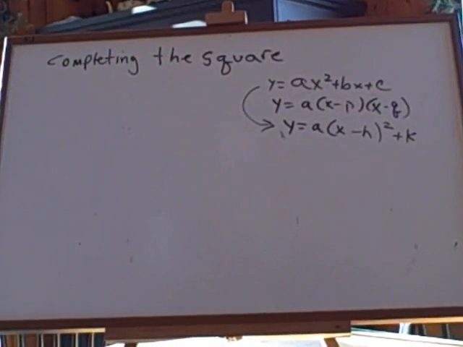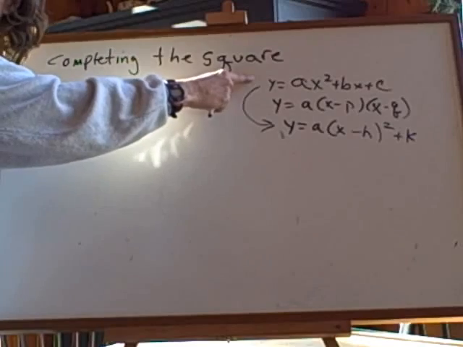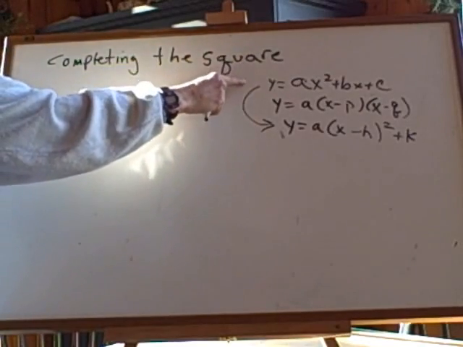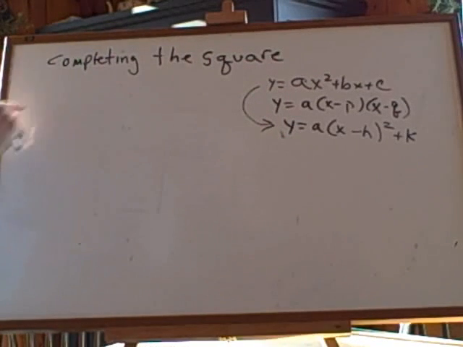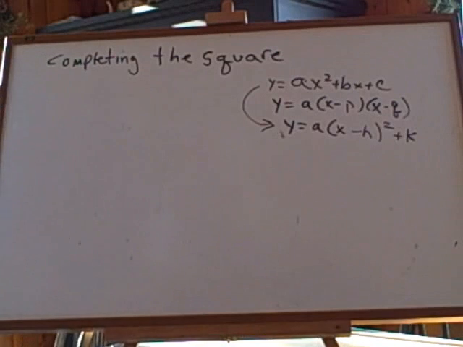It's easy to graph a quadratic in vertex form. It's not quite as easy to graph it in general form. So this is going to help us to find our vertex and make it easier to graph. Not to mention, this idea of completing the square is how we come up with the actual quadratic formula itself.